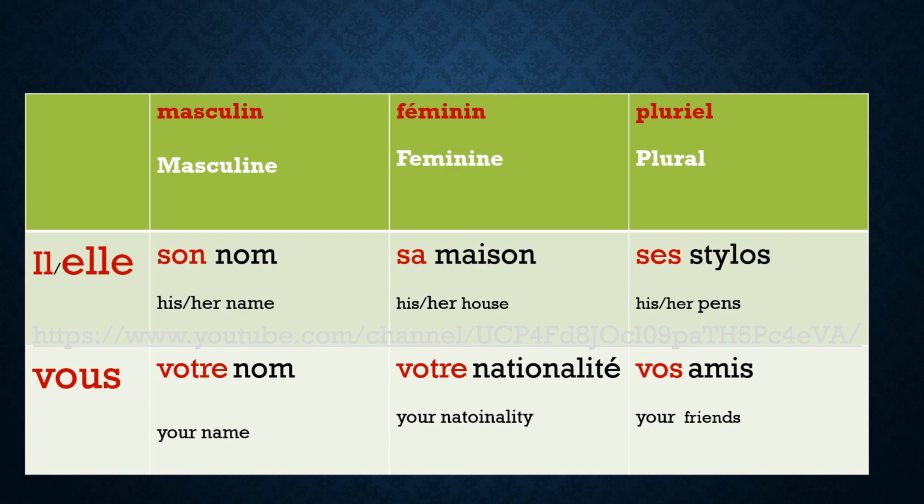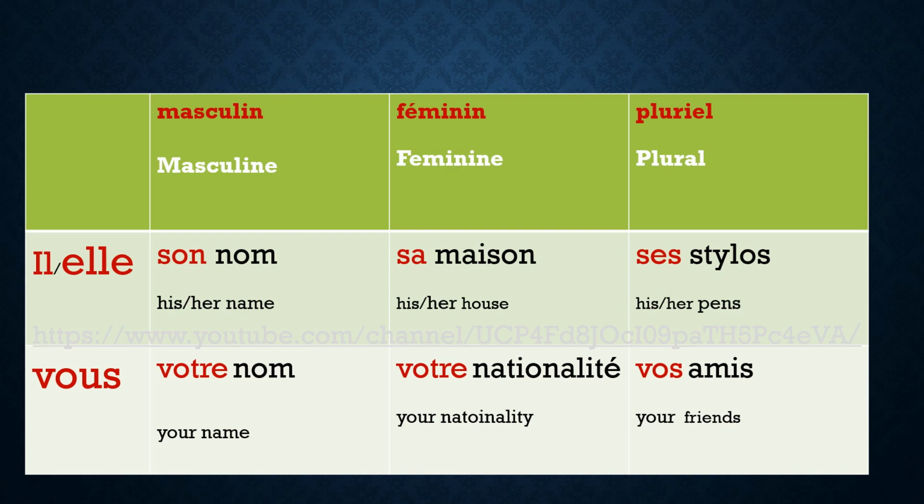Okay, for example, if I have to say his houses, I will not say sa maison, I will say ses maisons because houses, multiple, plural has come now. That's why I have used ses. If I was talking about singular, I will see, okay, maison. Maison is feminine. Then I will use sa. Okay, understood. I hope this is becoming clear to you now.